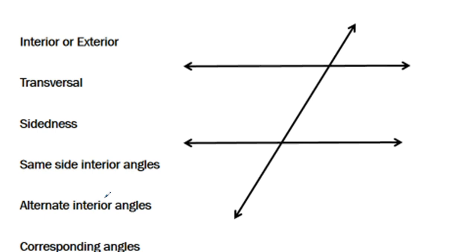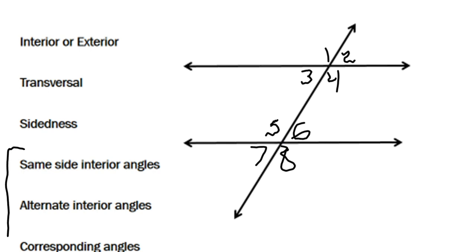And this time I'm going to label each individual angle: 1, 2, 3, 4, 5, 6, 7, and 8. All right, and so now we're going to start getting down into these 3 vocab terms down here on the bottom: same side interior, alternate interior, and corresponding angles. Okay, and so that's the reason why we talked about those vocab on top.